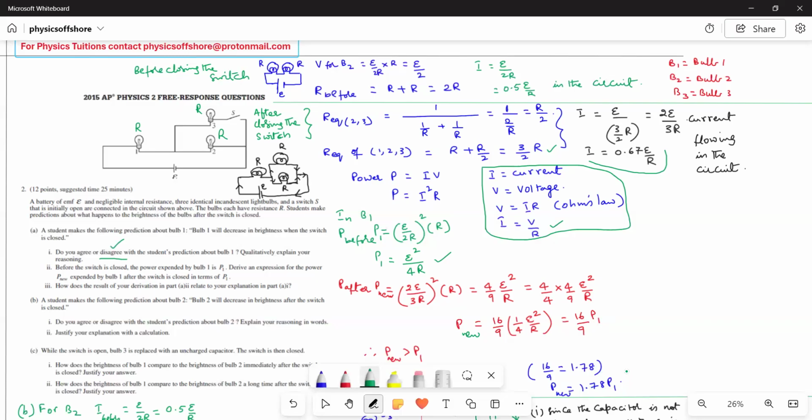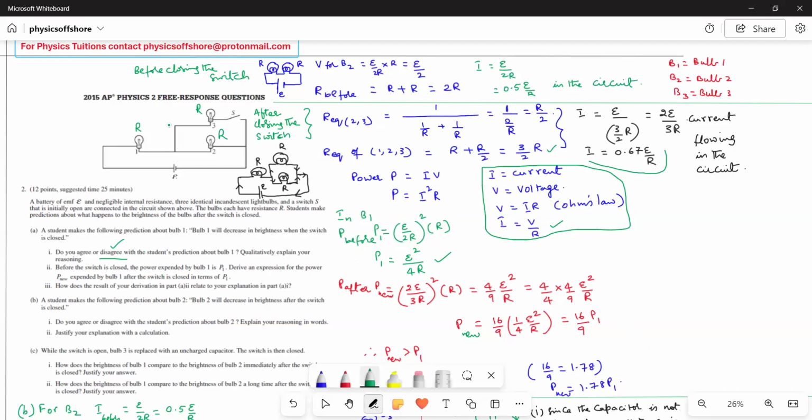That means the power dissipated or expended by bulb 1 after closing the switch is more than the power dissipated or consumed before closing the switch. Am I right? Therefore, the bulb will be brighter compared to before the switch was closed.